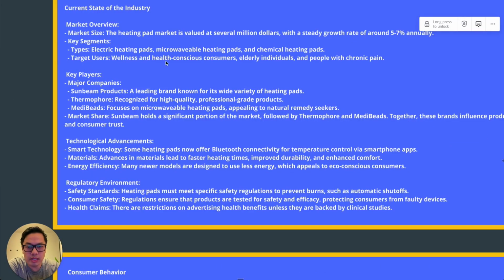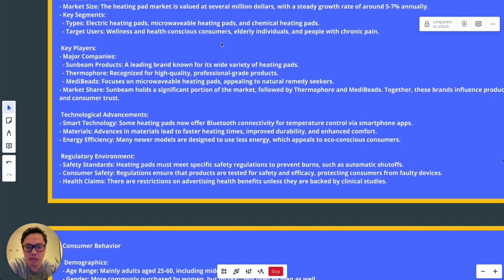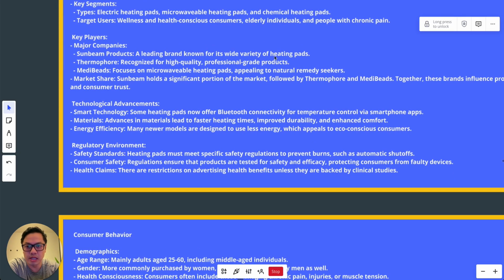Target users: wellness and health conscious consumers, elderly individuals, and people with chronic pain. Okay, so we have to keep this in mind when it comes to demographics. So we have maybe athletes, people who like to work out, fitness, elderly individuals, so they might be in a bit more pain, and people with chronic pain. So we're going to have to try to show these types of users in our UGC, within our creatives, and even in the titles, even describing it. That could go a long way because you really want to be talking to the user. So I'm going to keep that in mind, that those are the types of users or UGC that we would need here.